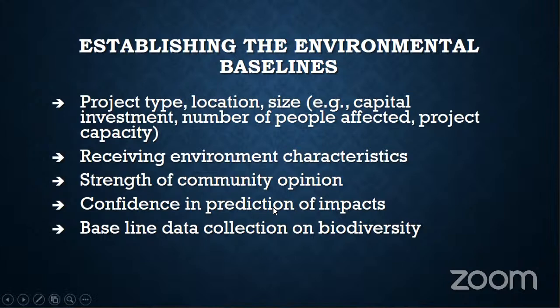Receiving environmental characteristics: it will give the characteristics of the environment surrounding that project area. The strength of community opinion: it will take the opinion of the surrounding communities. Confidence in prediction of impact: it will give the inputs to impact assessment. And baseline data collection on biodiversity. So biodiversity, flora, and fauna are also taken into consideration in this baseline study.